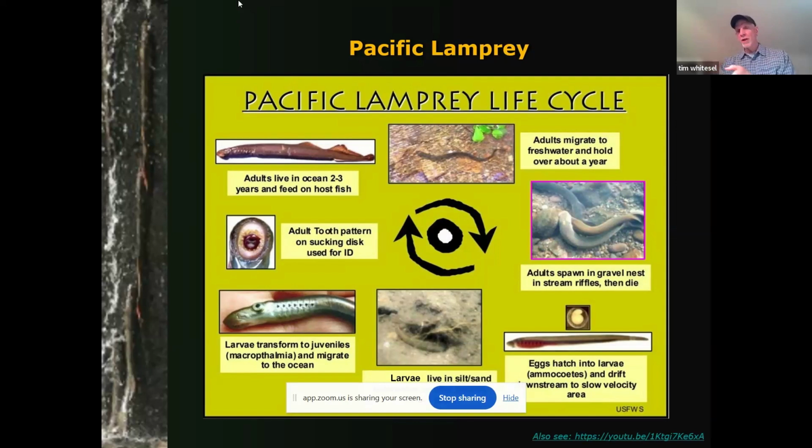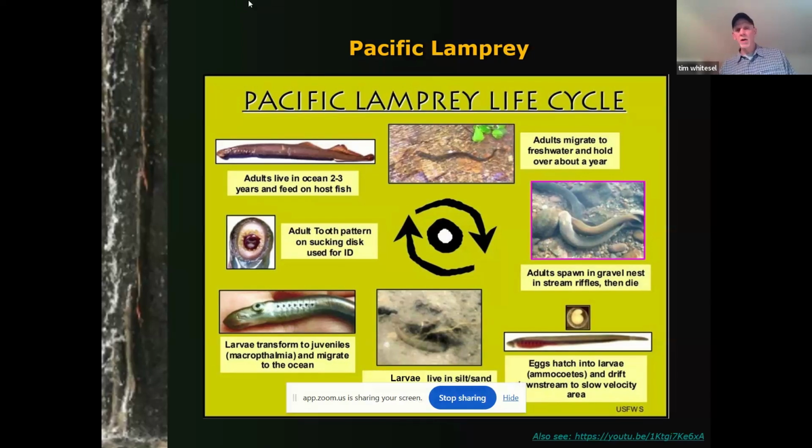So we're going clockwise now. If you move down, you'll see the embryo developing. And so the embryo hatches into larvae. And then the larvae, which are also called ammocoetes, drift downstream, sometimes a little ways, sometimes not very far. Basically, once they hatch, they emerge from the nest. They're trying to find areas to settle out, and they burrow into the substrate. So, continuing clockwise, they live in the sand and silt.